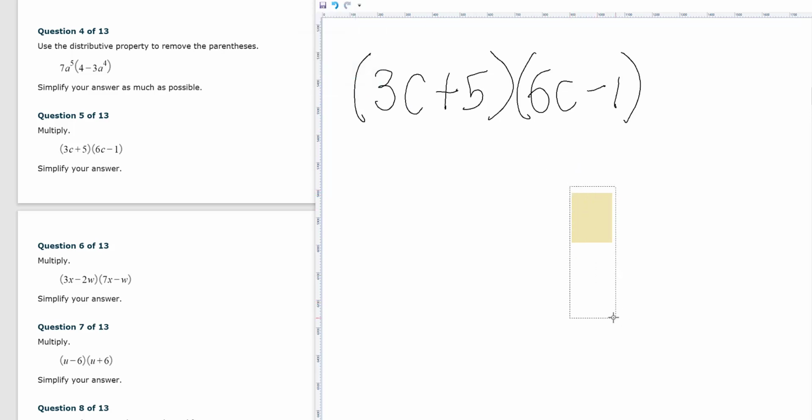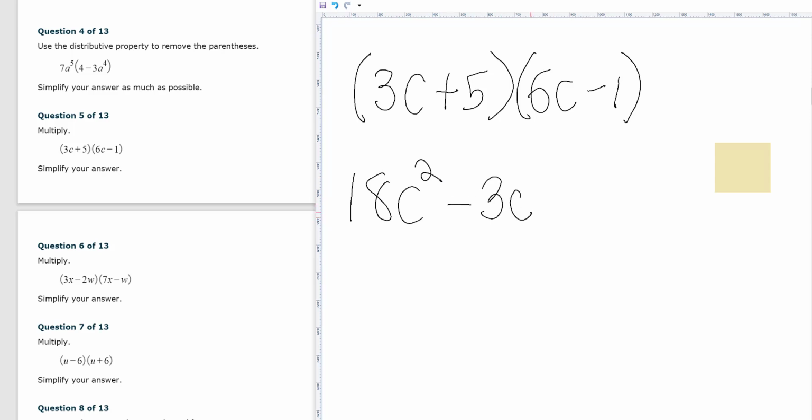I'm going to pretend there is no 5 here. It's just 3c times 6c minus 1. So I'm going to distribute the 3c times the 6c and the 3c times the minus 1. That does the F and the O of the FOIL rule, but it also shows you this is just the distributive property. So it's going to be 3c times 6c, 18c squared, and then 3c times minus 1, minus 3c. So distribute the 3c to both.